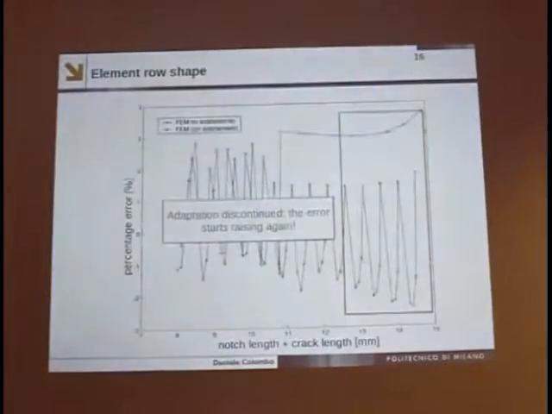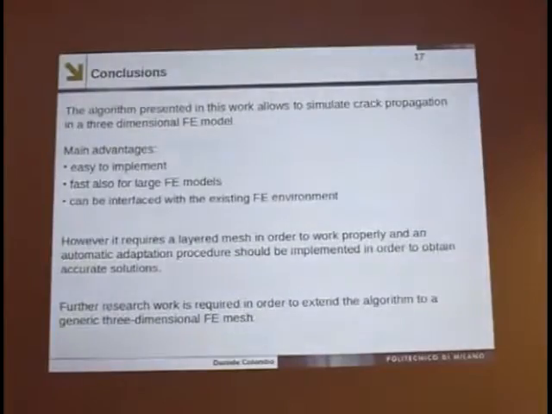At the end, from 12.5 millimeters, more or less, I stopped the adaptation, and you can see that the error starts rising again. So in conclusion, this algorithm is really easy to implement, it's faster also for large models because it works only on few elements near the crack front, and it can be interfaced with the existing finite element environment. However, it requires a layered mesh, so you must build a layered mesh, and you must implement an adaptation to have high accuracy of the results. I'm working to avoid the layered mesh, so probably I will present something next year.